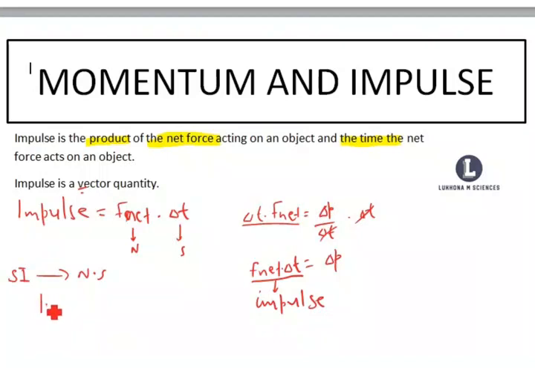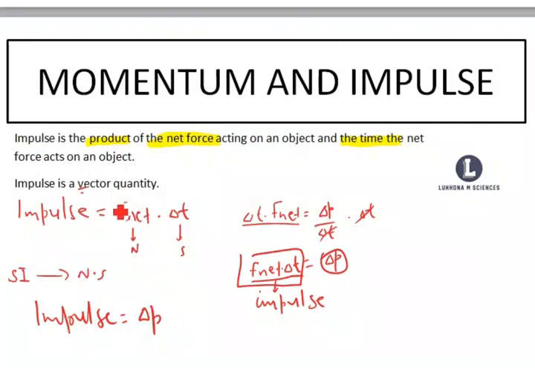Impulse is also equal to the change in momentum, because this is an impulse, and this is the change in momentum. Impulse is also equal to the change in momentum. All right, let's go to example number 1.